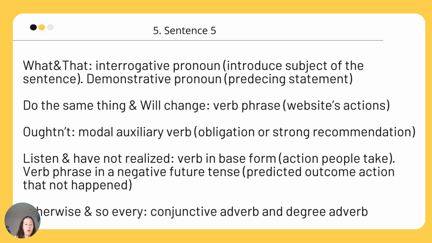Then we also have two types of full verbs. The first one is listen, and the second one is have not realized. In the first case, listen is a verb in base form, and it reflects the action that people take, because listen is the action when people hear someone that is talking, or maybe listen to music, whatever. And the second example, have not realized, is a verb phrase in a negative tense, and it predicts an outcome, an action that has not happened yet.